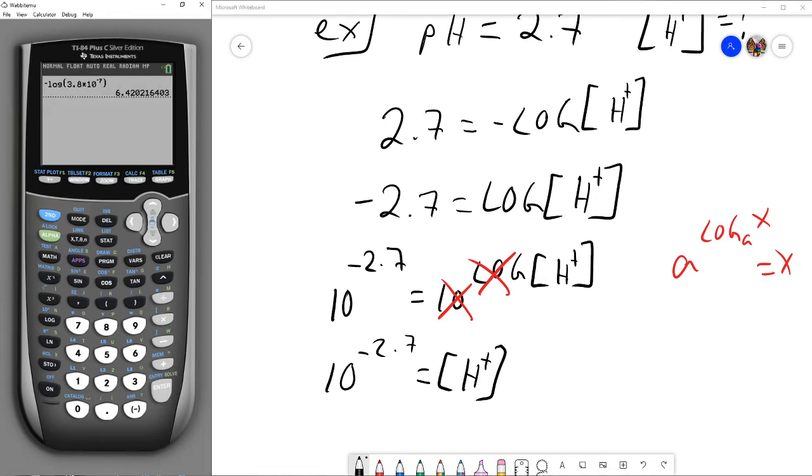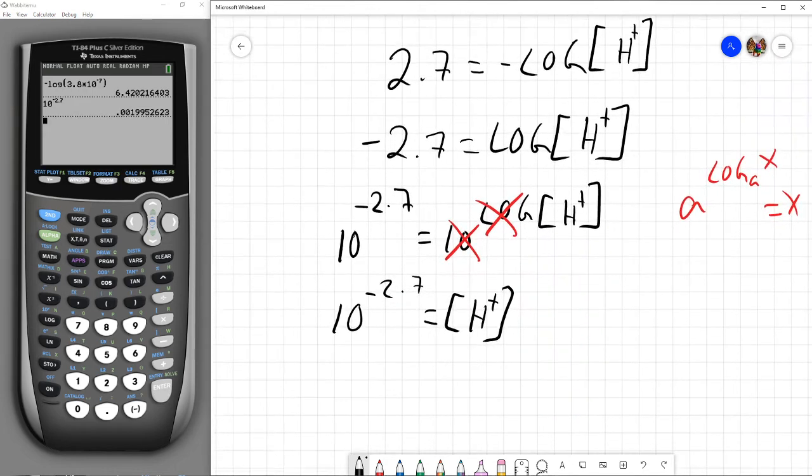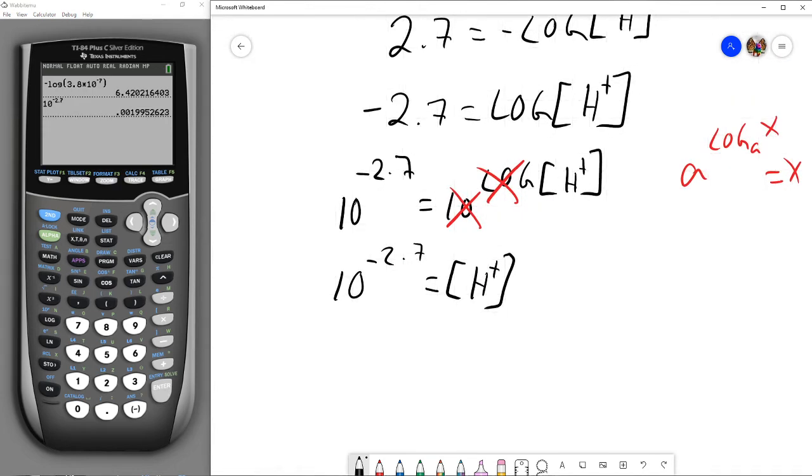And 10 to the negative 2.7 is going to be almost 2. So we'll just round this to 2.0 times 10 to the negative 3 molar. That's our concentration. Alright, so that is our first example of using the logarithms.